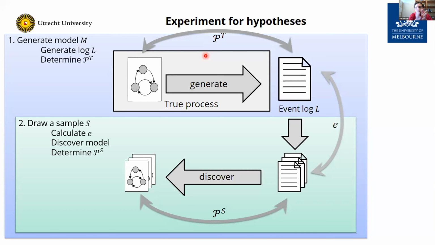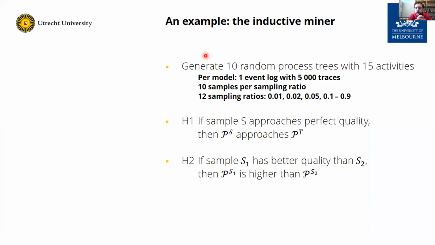And then we can start testing whether there's a correlation between the error measure E and the quality. If the error goes down, does the quality go up? That would be something very natural to test. And in such a controlled setting, we can do this. So we tried this for the inductive miner. And so we took the inductive miner from the ProM framework, and we extended it.